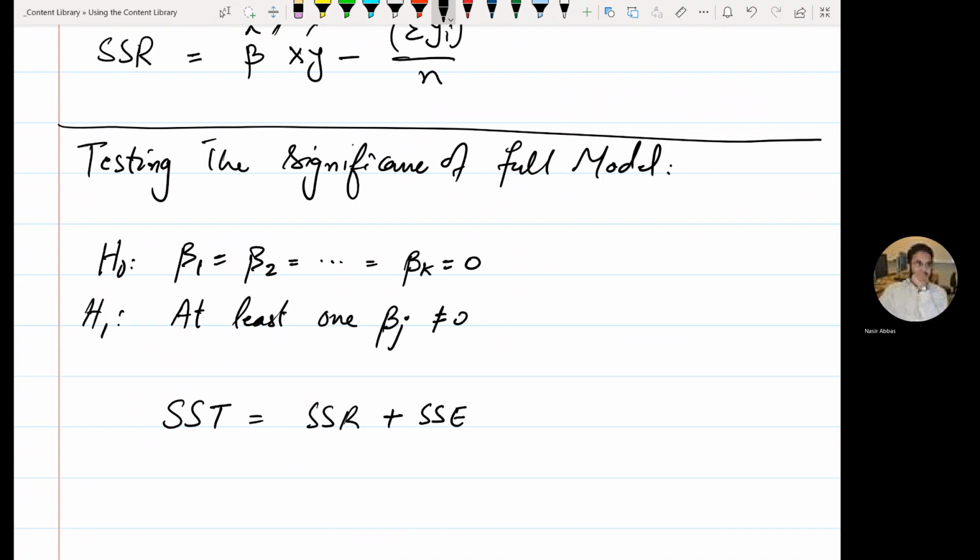Now, if your H0 is true, and none of the variations is explained by the X's, and your model is actually useless, what will happen to this equation? SSE will be huge. SSR will be close to 0. None of the variations will be explained by your model. SSR will be close to 0. Towards 0, I would say.